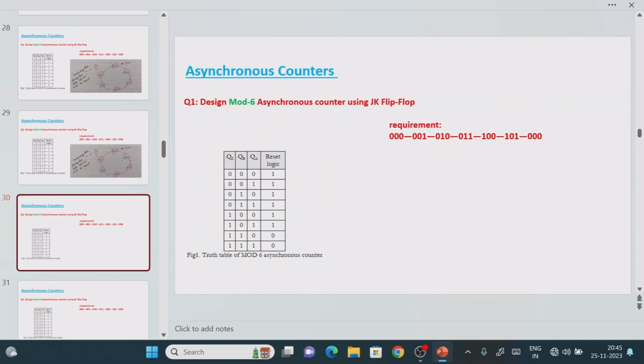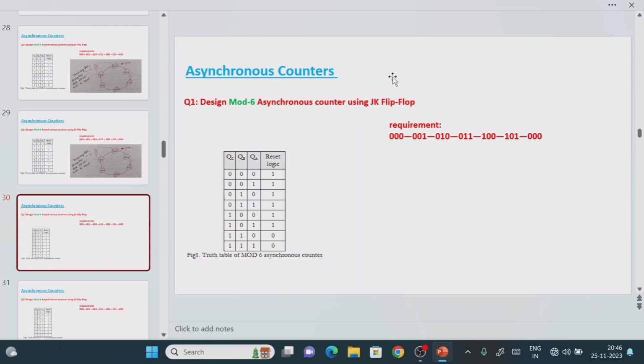But if you want to use the T flip-flop, we just connect T equal to 1. That is the only difference when you are using JK flip-flop or T flip-flop. You have to remember that point, because the next question is something like this: design MOD-6 asynchronous counter using T flip-flop, right?